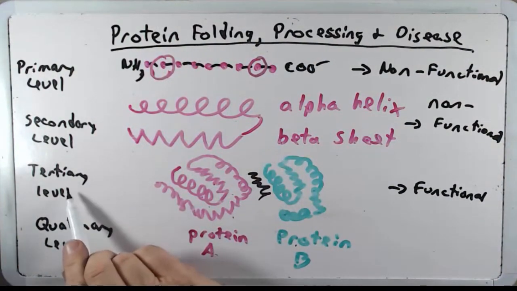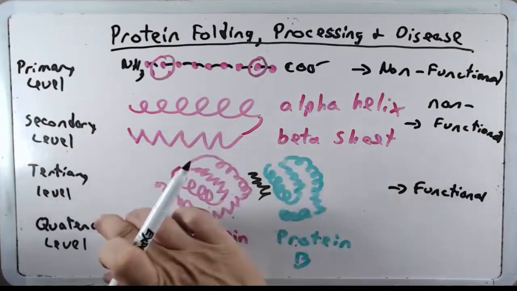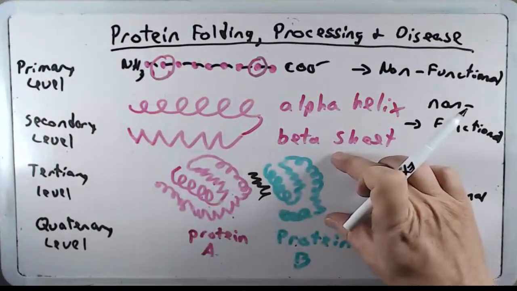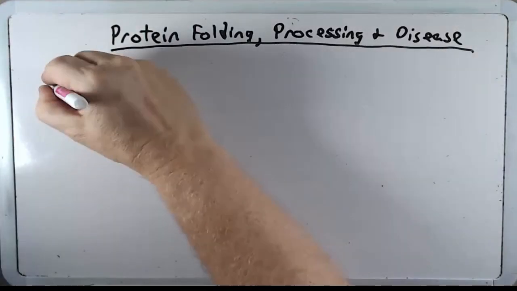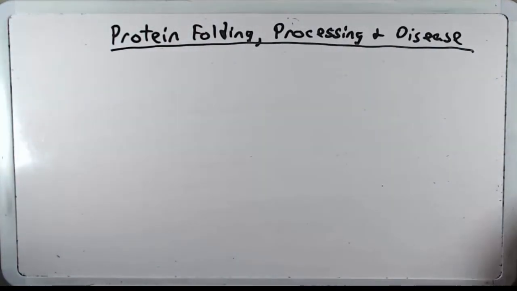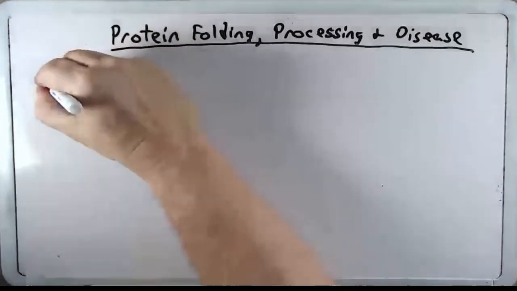So tertiary level is a single protein. Quaternary level is 2 proteins bound to each other. Not all proteins have a quaternary level, but if they do, it's the quaternary level that is functional. So what I want to talk about is this special protein called a chaperonin.